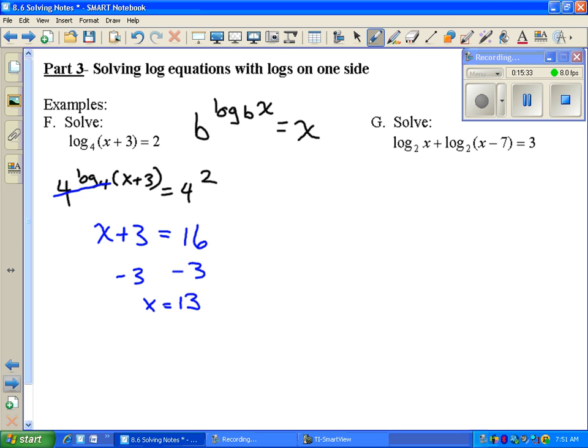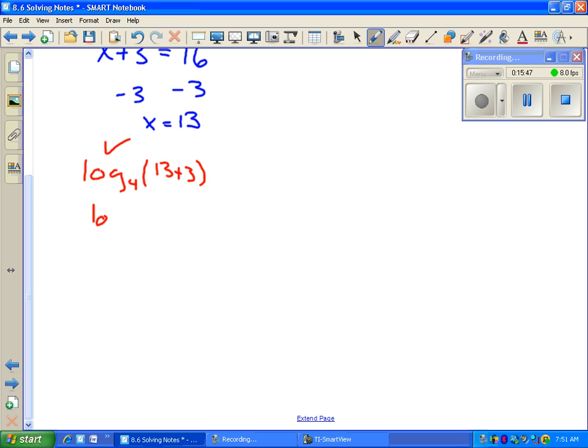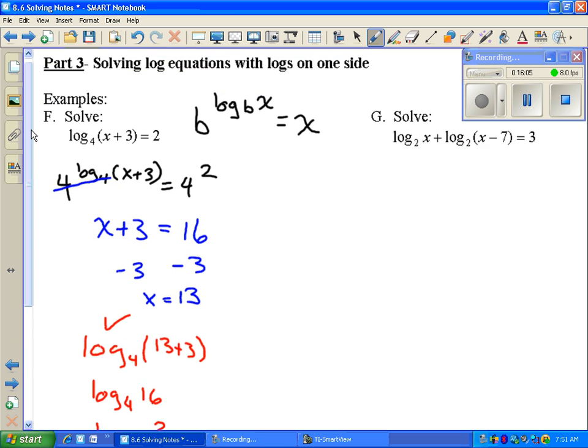If I go ahead and work this out, and I check this, log base 4 of 13 plus 3, well, this is definitely log base 4 of 16, which is log base 4 of 4 squared, which, as we said earlier, is 2. So this checks out. Wow, how powerful. I can go ahead and solve log problems, granted, I'm using an exponent, but I'm not making it an exponent. I'm just using the exponent.